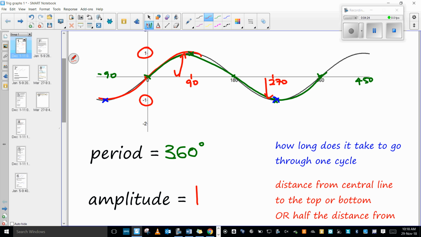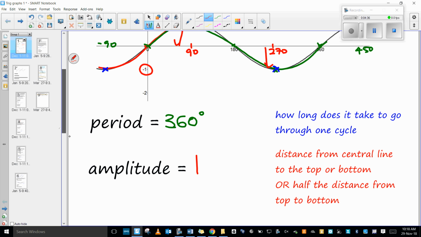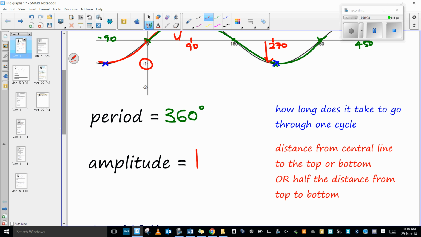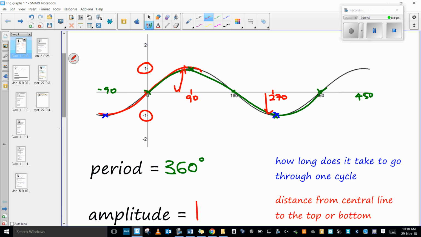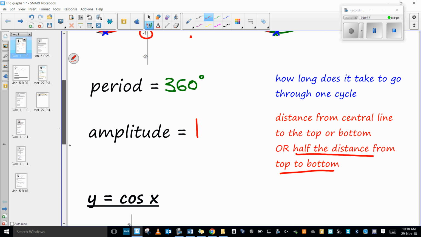Now, sometimes, especially when they start moving these graphs, people get a bit confused and don't really know how to find this. So another way of finding the amplitude is to say it's half the distance from top to bottom. My very top is up here, my very bottom is down here. So that's a measurement of 2, and half of that is 1. Okay, that's my sine curve.